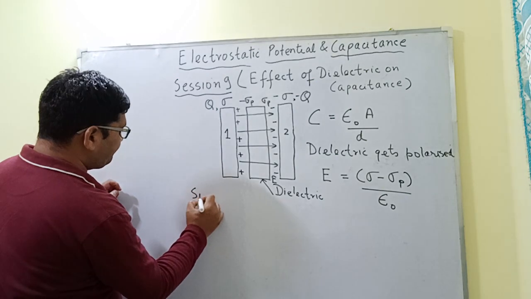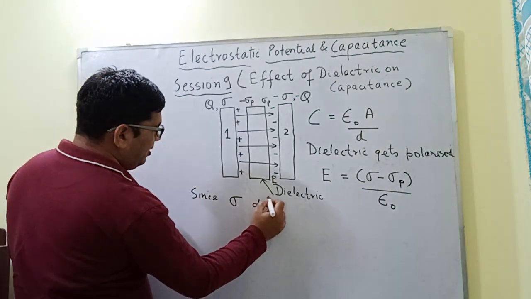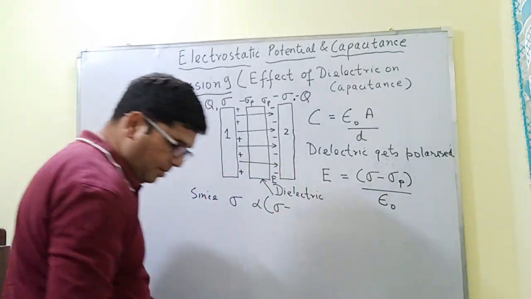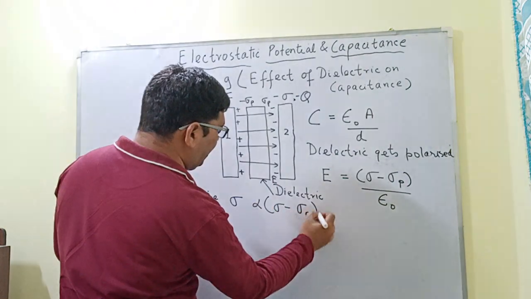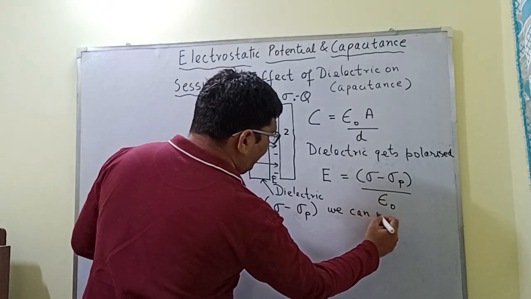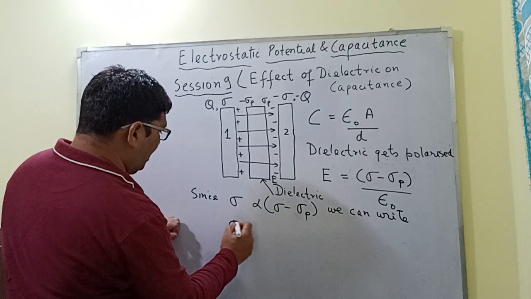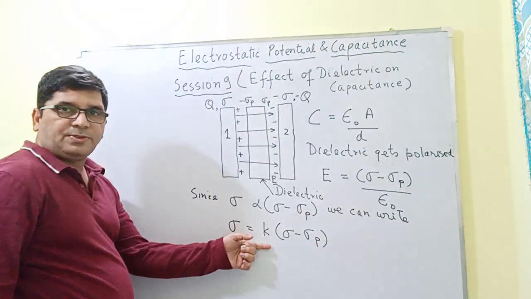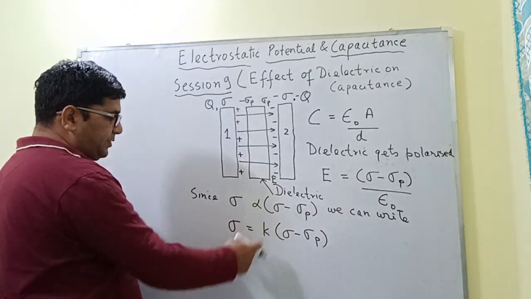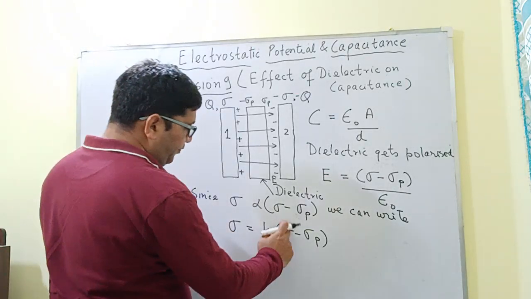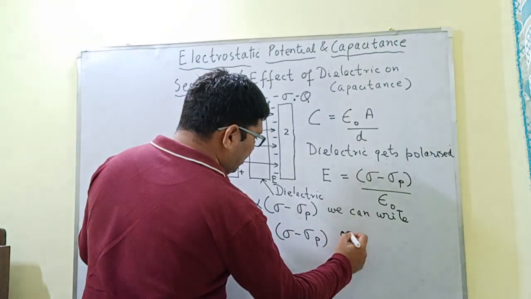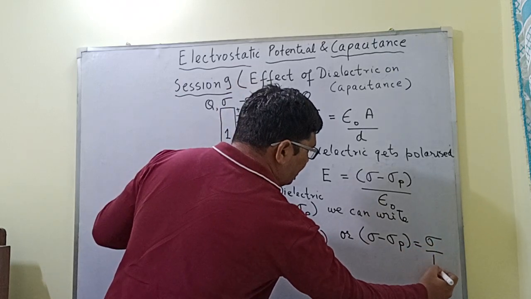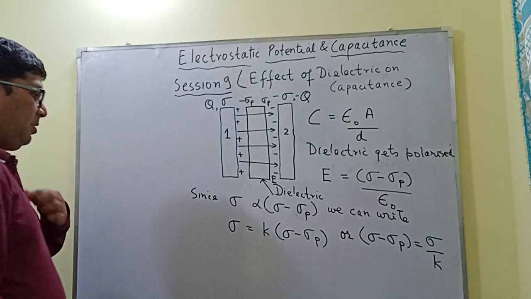Now the second thing is, since sigma is proportional to sigma minus sigma p, we can write sigma is equal to k times sigma minus sigma p, where k is a constant. I have just replaced the proportionality sign by a constant k. So sigma minus sigma p can be written as sigma upon k.